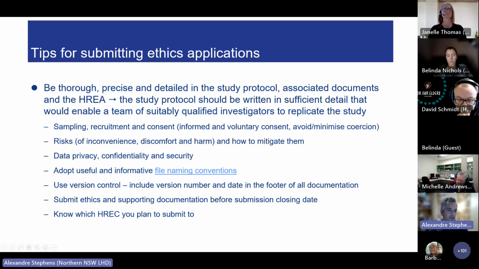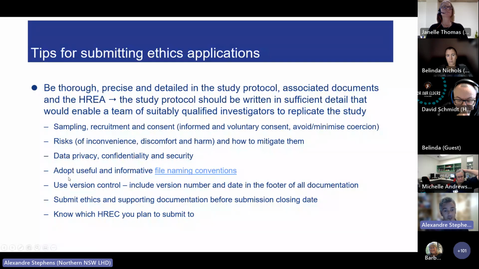Important areas to focus on, where there are typically ethical considerations, are sampling, recruitment, and consent. Risks is an obvious one, and how to mitigate them. Also elements or aspects that deal with data: the privacy, confidentiality, and the secure storage of data.